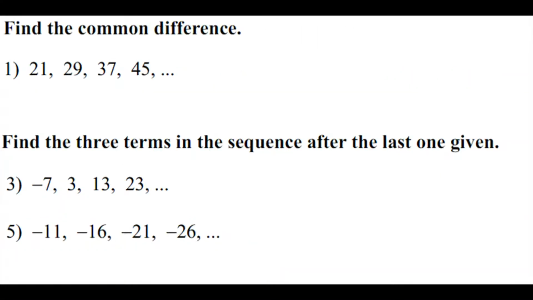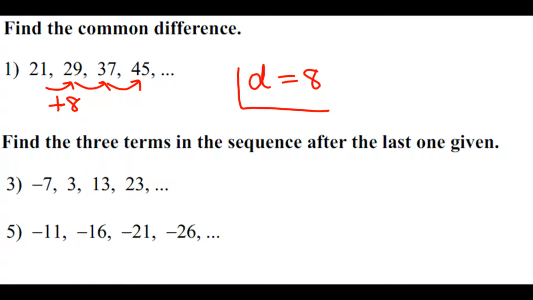So a couple of examples. Number 1, find the common difference. All they're asking you to do is look for the pattern. The first number is 21, and we're going to the second number is 29, and then 37, and then 45. All you have to do is figure out how you're getting from number to number, and it looks like you're adding 8 to get from one number to the next. And so the common difference, D, equals 8.